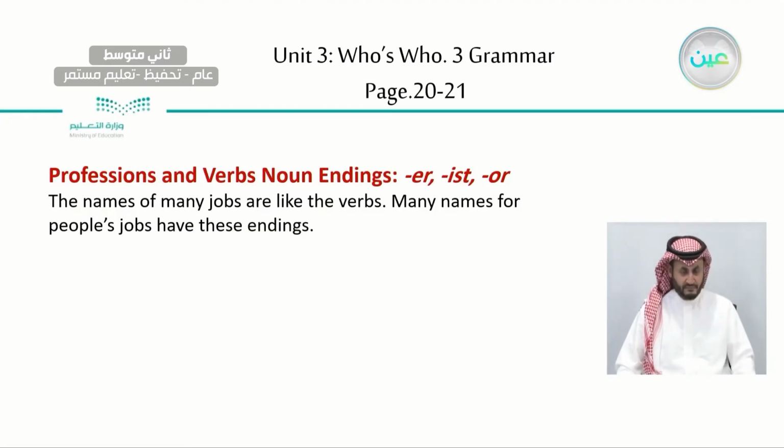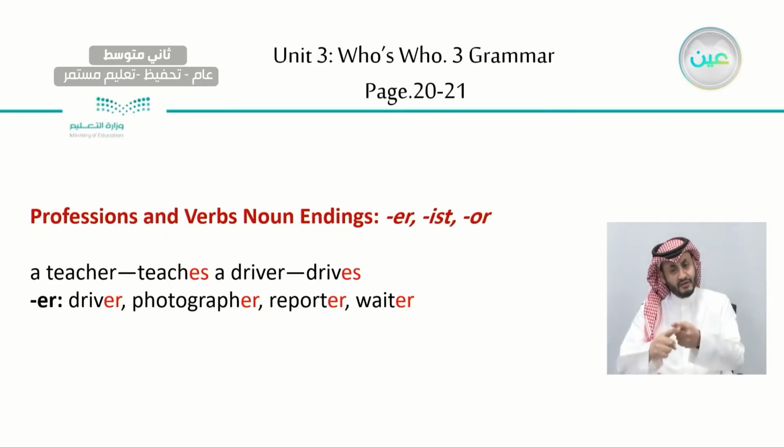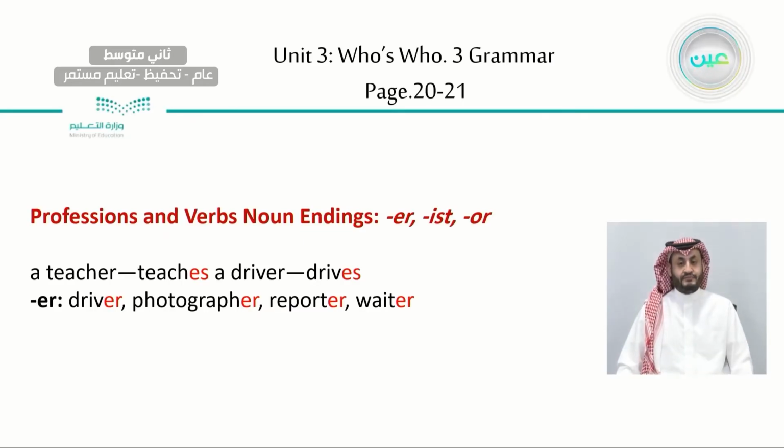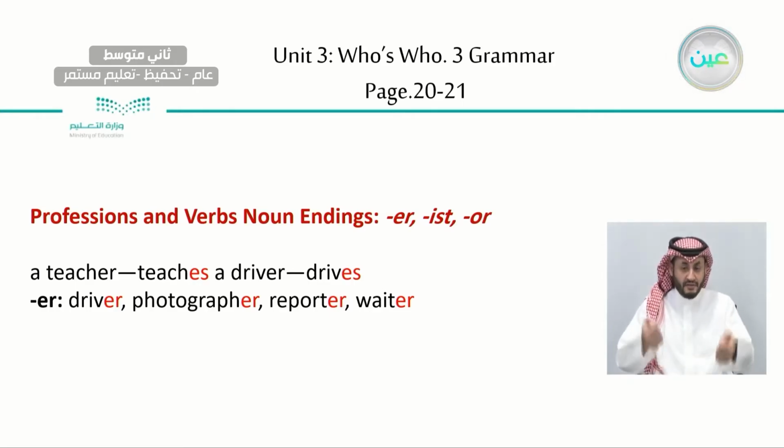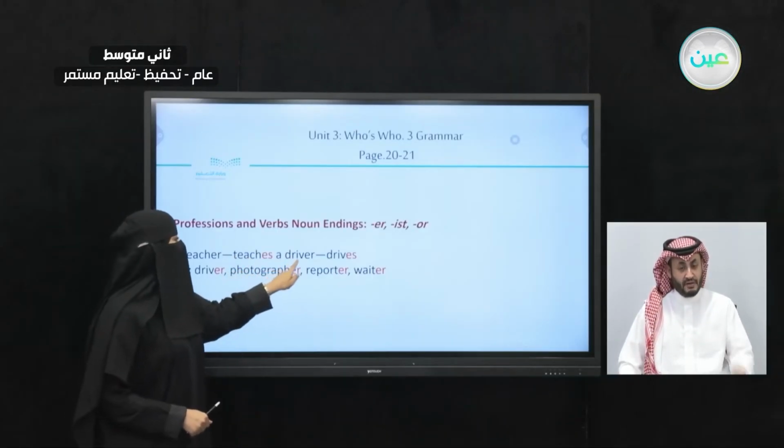Now let's take a look. The names of many jobs are like the verbs. Many names for people's jobs have these endings: er, ist, or or. Let's take a look here at professions and the verb nouns ending with these. So a teacher teaches. This is the name of the job. A driver drives. So this is the name of the job, and this is what they do. They teach. A driver drives.